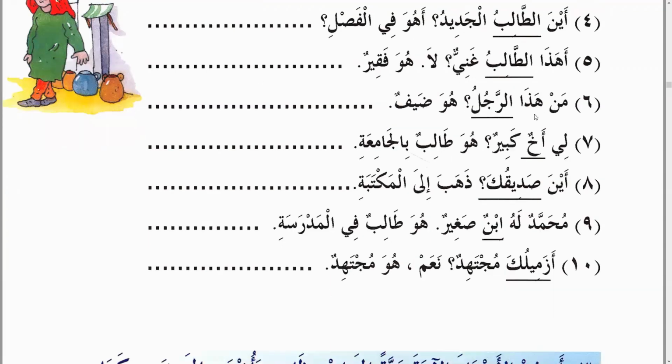Okay. Next one. Man hadha rajulu? Who's this man? Huwa daifun. He is a guest. So man hadha becomes man haulai. This becomes man haulai rijalu? Who are these men? Hum duyufun. So instead of saying huwa, we'll say hum. Hum duyufun.